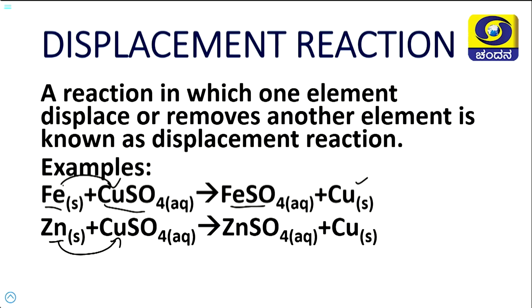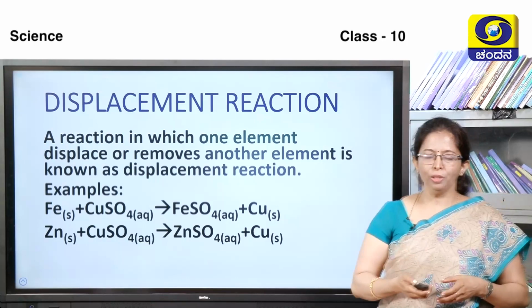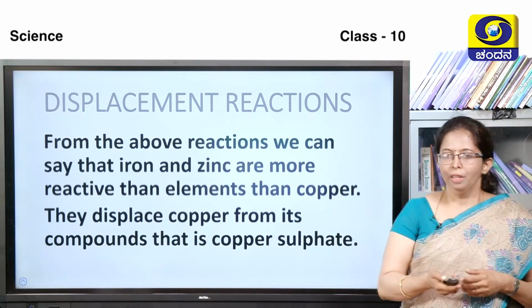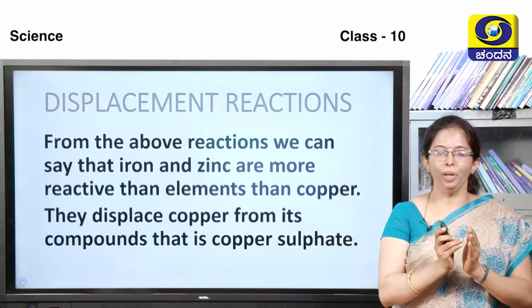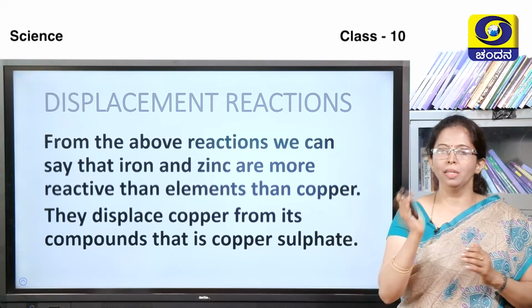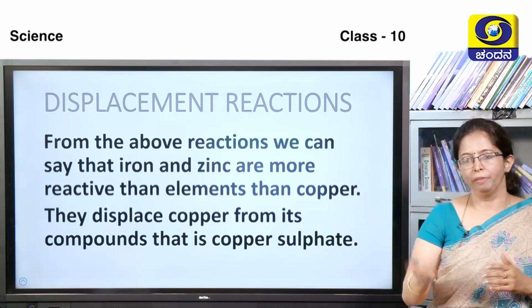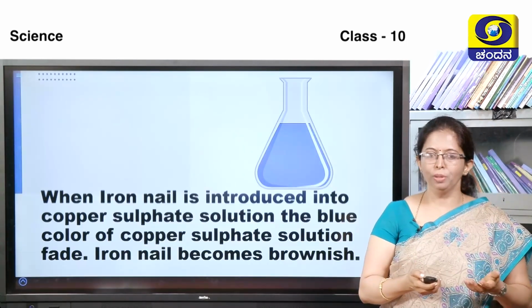So, here we can see one element is displacing another element, or removing it from its position. Such types of reactions are called displacement reactions. I hope this is clear for you. So, moving on to the next slide. As I said, from the above reactions we can say that iron and zinc are more reactive than the element copper, hence they displace copper from its copper sulphate solution.